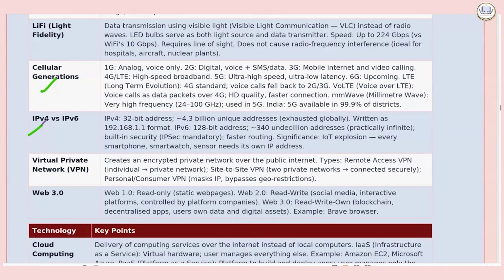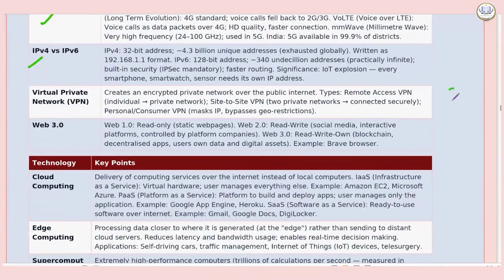Then we have VPN. It creates an encrypted private network over the public internet. Types are remote access VPN for individuals or a private network, and site-to-site VPN for two private networks connected securely. Then we have personal or consumer VPN that masks IP and bypasses geographical restrictions. If some app gets banned, people use VPNs. Or some channel gets banned by the government for security concerns, maybe any concern.